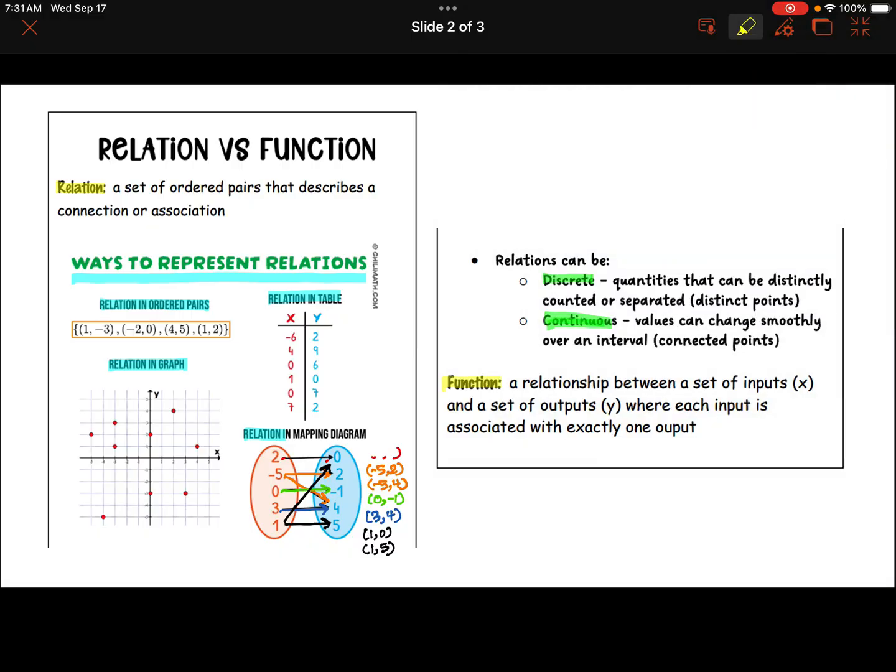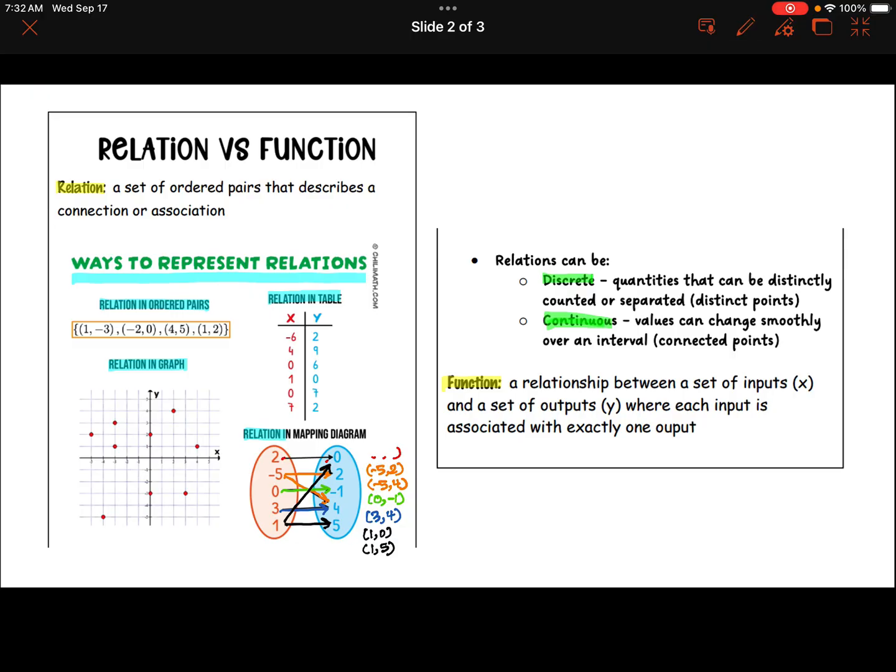All right, then we have one more vocab word, which is function. And a function is just a relationship between a set of inputs and outputs. So there's your ordered pair, (x, y). However, what makes it special, what makes it become no longer just called a relation, but also go into the category of function, is that each input has been associated with exactly one output.